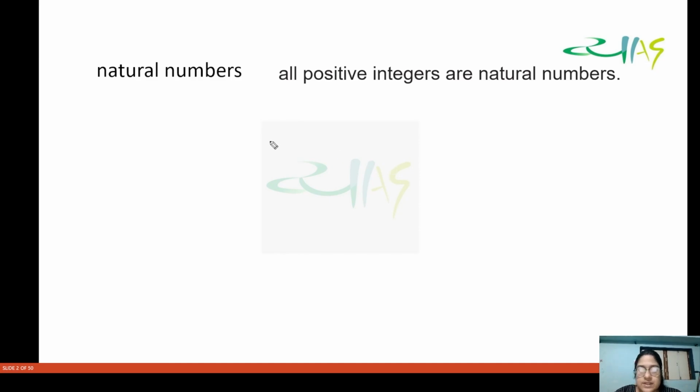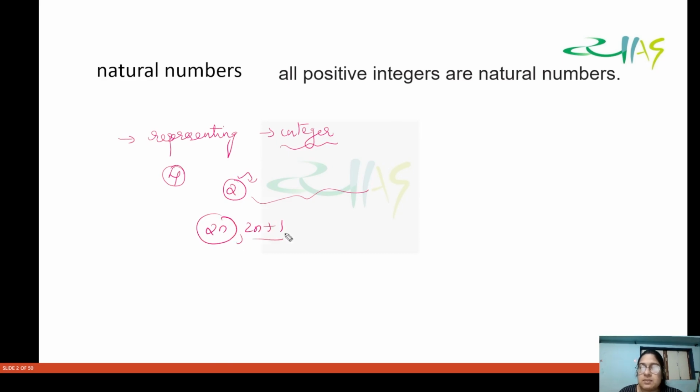So in the last class we studied basically two concepts. The first is representing any number on the number line. If it is an integer, it can be represented in the form of a multiple of any number. For example, if we take 2, each number can be represented in the form of 2n and 2n plus 1. Basically, any number on the number line can be represented in the form of either 2n or 2n plus 1.